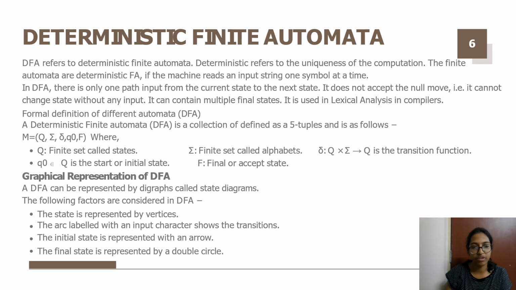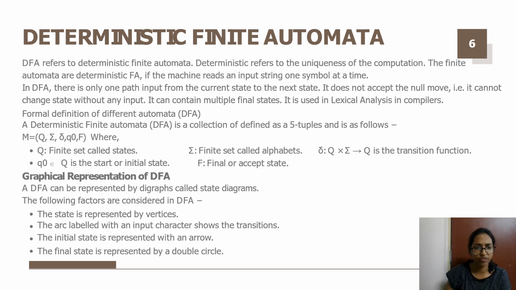Formal definition of different automata. A deterministic finite automaton is defined as a 5-tuple as follows. Where Q equals a finite set called states, alpha equals a finite set called alphabets, F equals the final or accept state, and q0 is the start or initial state.